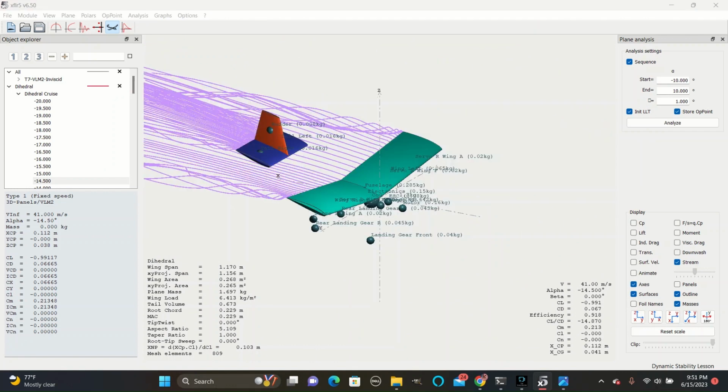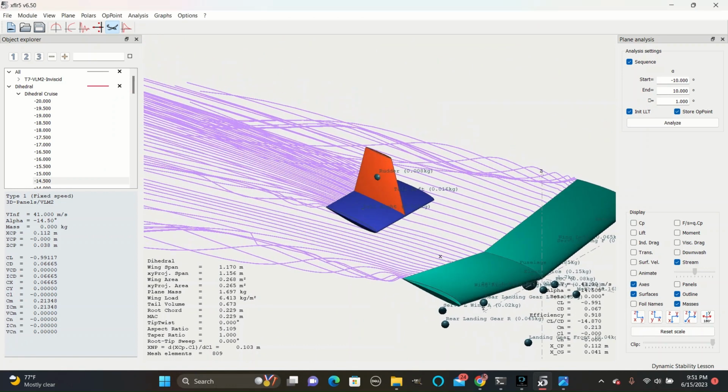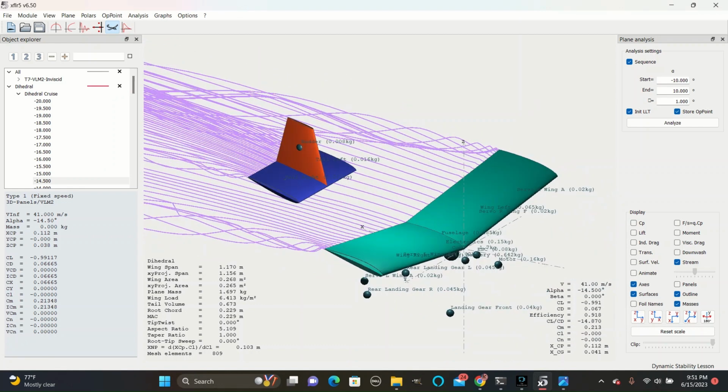Laminar flow is fluid flow that is smooth, like you see straight lines coming off of the wing here. Turbulent flow is fluid flow that is chaotic and spiral shaped and tends to produce more drag. This is what we want to avoid, is turbulence.